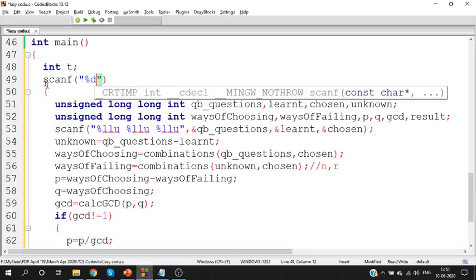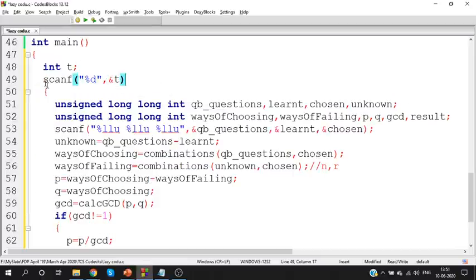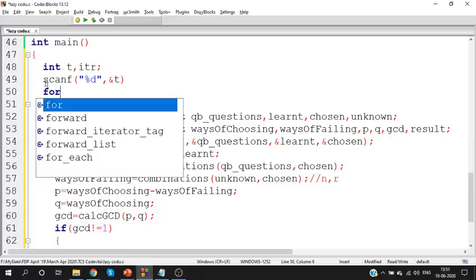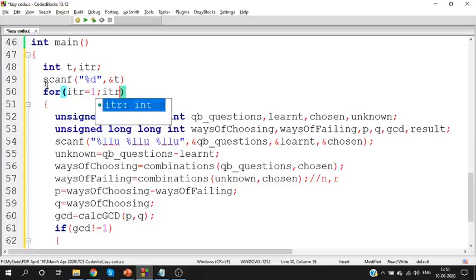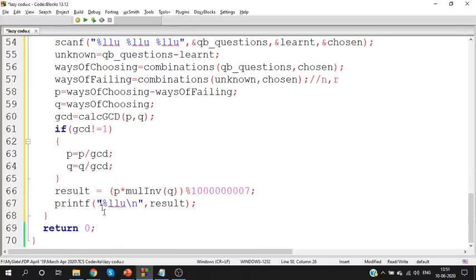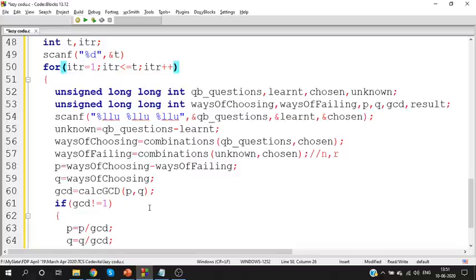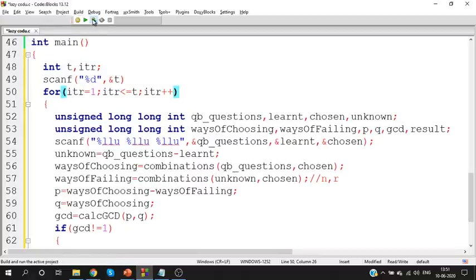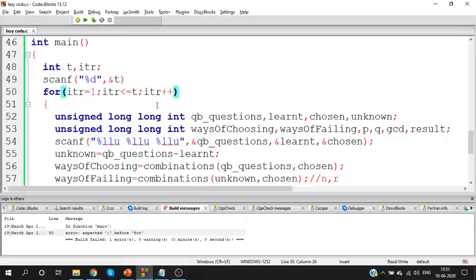So scanf percentage d, address of t, itr. Okay, we already have the variable itr. So itr is equal to 1, itr less than or equal to t, itr plus plus. Clear? Each time scan a value and calculate, print the output. That is what they mean here. Okay, so here now let me execute this. Semicolon is missing. Yeah, in scanf semicolon is missing.